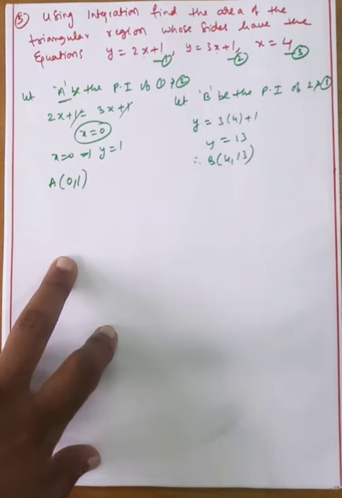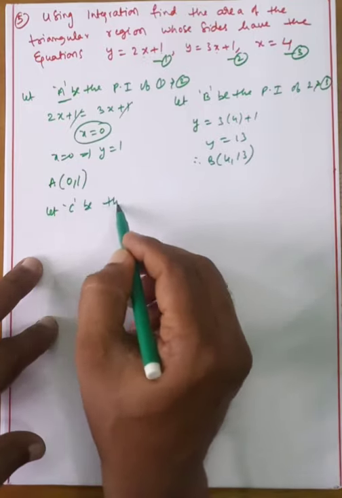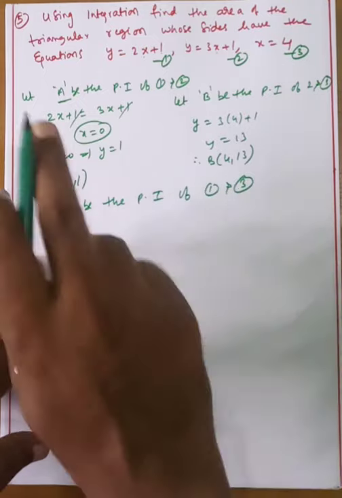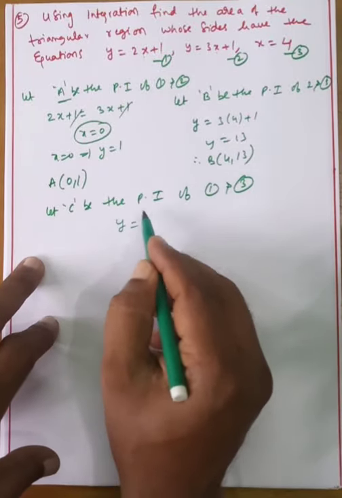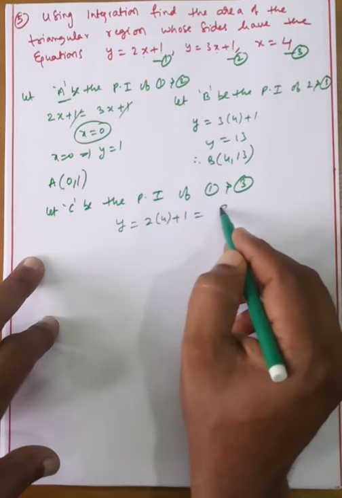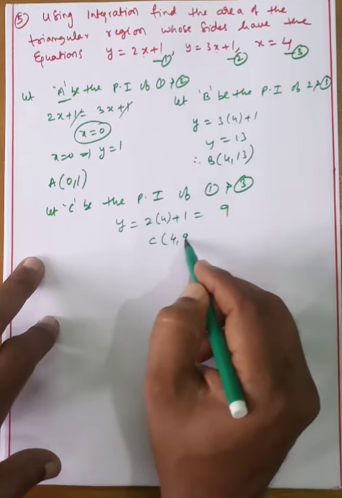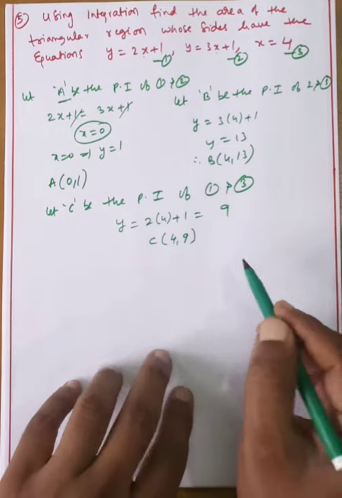Okay, my dear students. Now let C be the point of intersection of 1 and 3. 1 and 2, 2 and 3, 1 and 3. Now the x value is already 4. Y is equal to 2 into 4 plus 1, that equals 8 plus 1, which means 9. Now C is equal to 4 comma 9. Okay, my dear students, B is 4 comma 13, C is 4 comma 9. Now you draw the diagram. After that you write the area. Okay, my dear students.